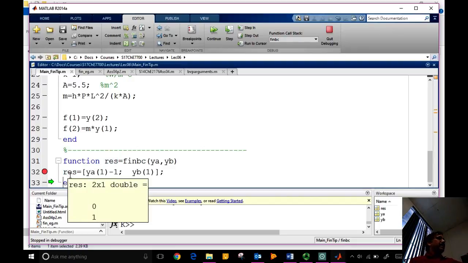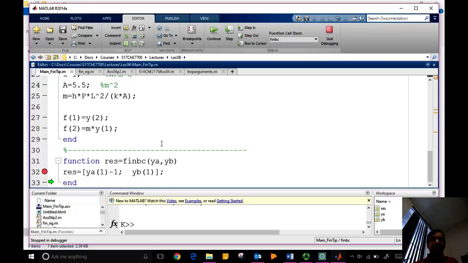One of them is actually satisfied. The residual is 0. The other one is not satisfied, right? So it is to drive the right-hand side residual to 0. Okay, so let me take that out and continue.